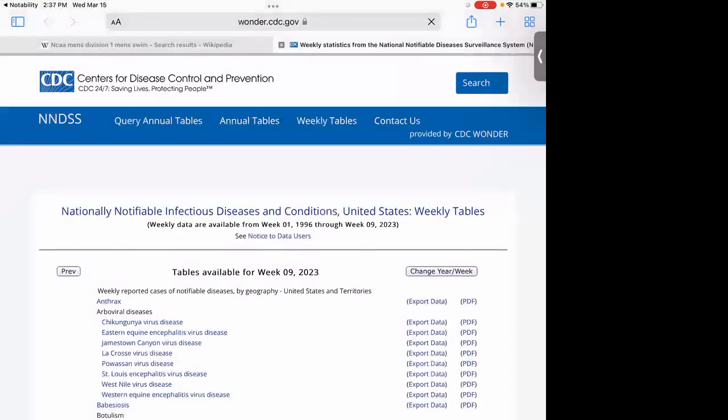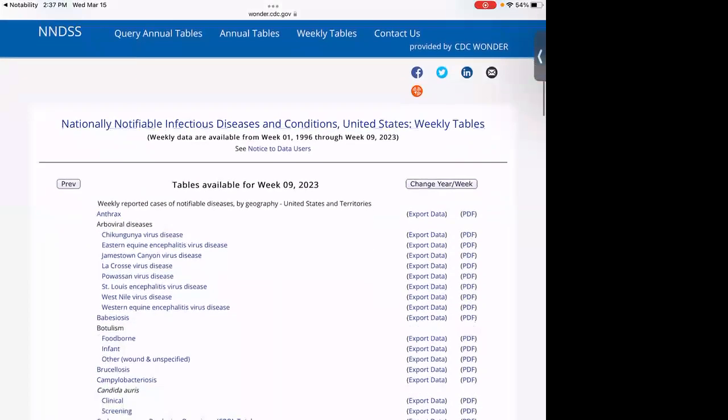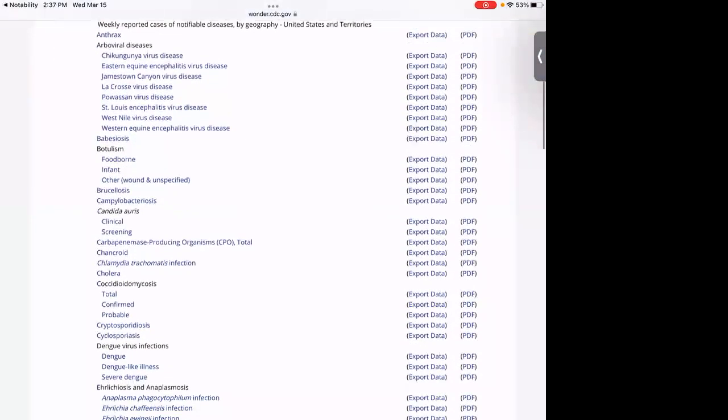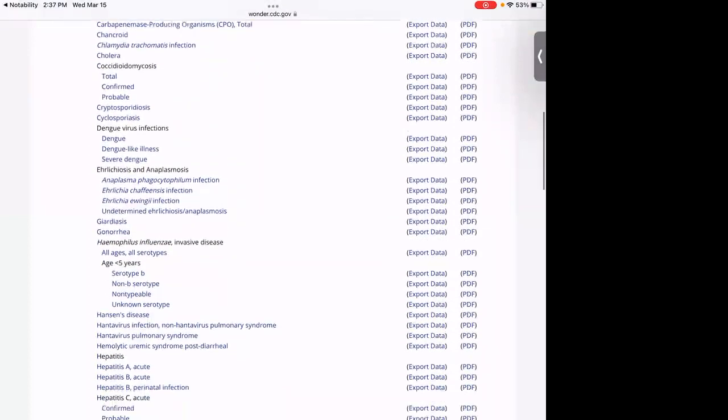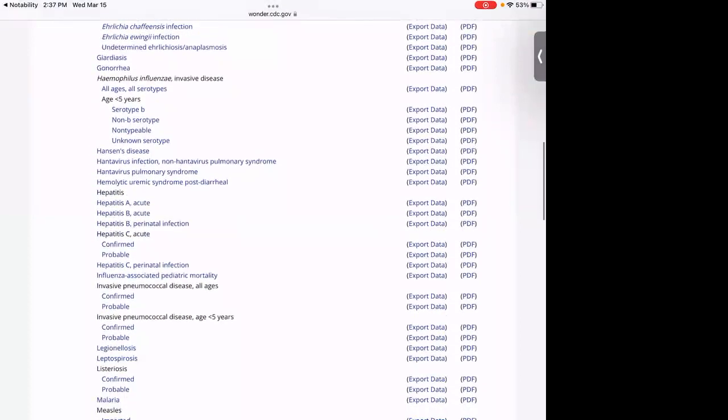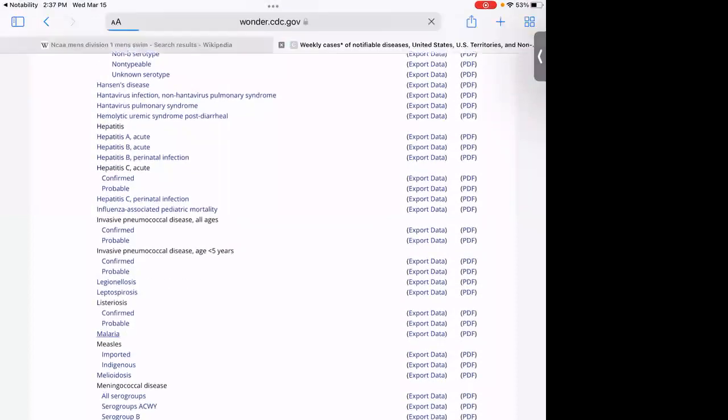So basically there's this list of infections that if you go to the doctor and the doctor says, yes, you have this disease, then doctors are by law required to report that to the CDC. So things like botulism or cholera or dengue, gonorrhea, these are all notifiable diseases. Here, let's click on malaria.